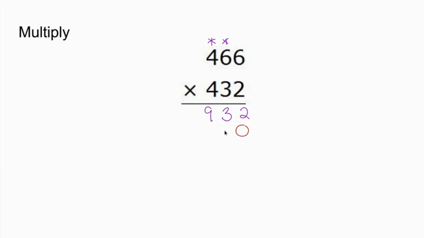3 times 6 is 18. Write out an 8, carry over a 1. 3 times 6 is 18. 18 plus 1 is 19. Write out a 9, carry over a 1. 3 times 4 is 12. 12 plus 1 is 13. And since that's our last digit, we write out all of 13.